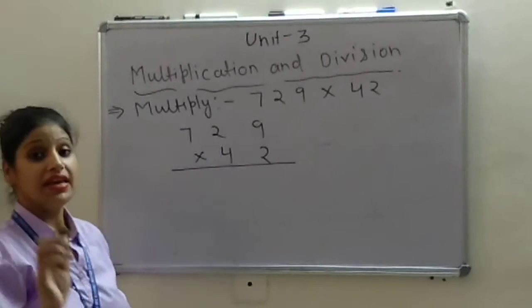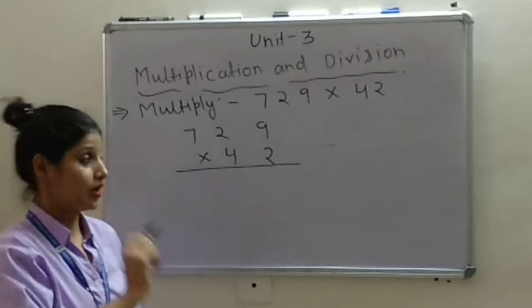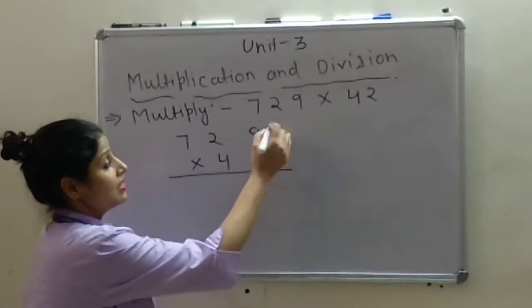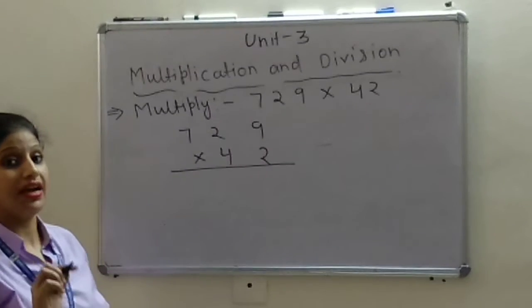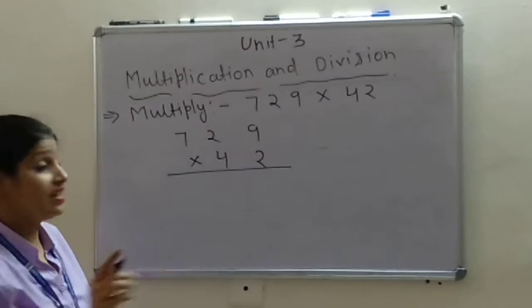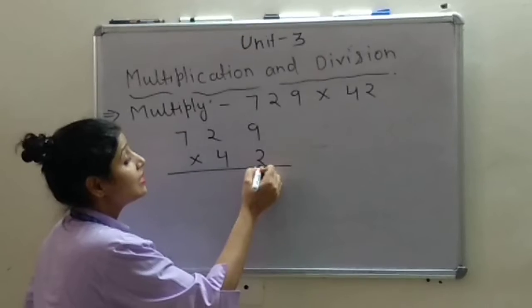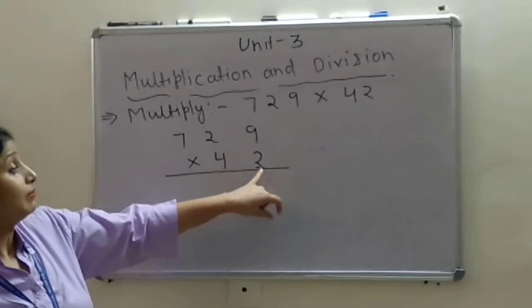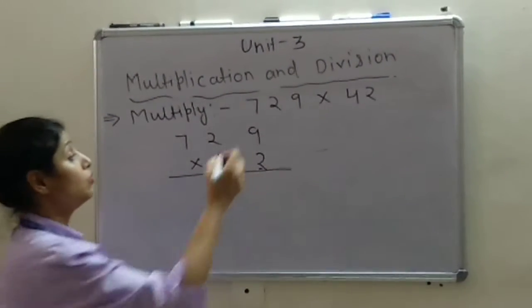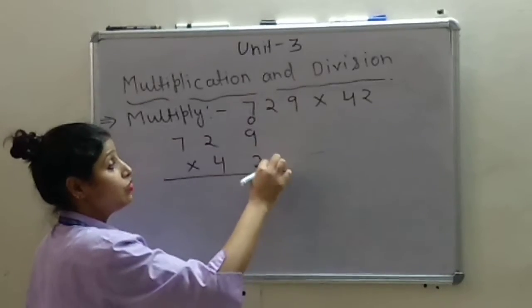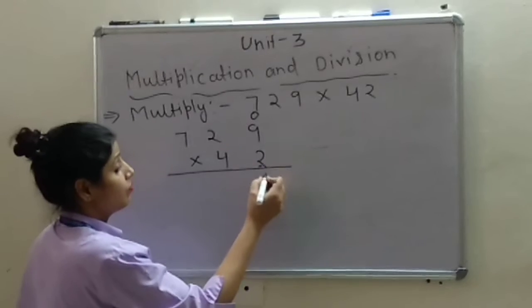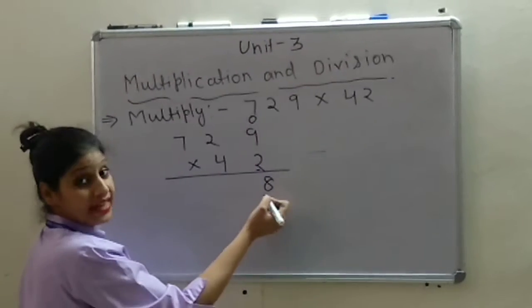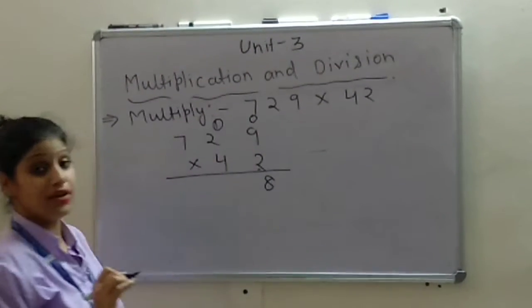So children, the way we multiply, please focus. First, this is your multiplicand, 729. The second number is your multiplier. Now we have to start multiplying. Our first digit of the multiplier, which is 2, will go to the ones place to multiply with 9. 2 nines are 18. Now 18 you cannot write, so it will be carried over.